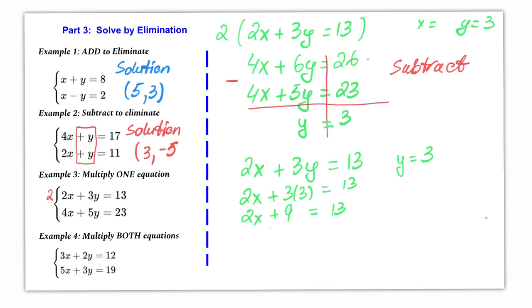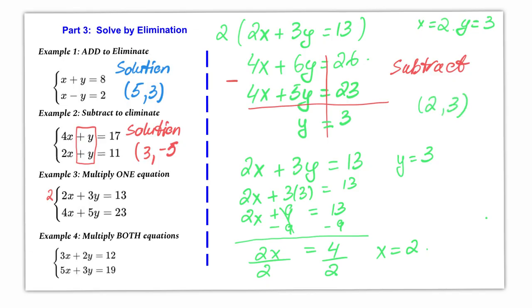Now let's go ahead and subtract 9 from both sides. And so it will be 2x equals 4. Let's divide both sides by 2. And so then x will equal 2. So we found both, x equals 2, y equals 3. So our solution is 2 comma 3. So let's go ahead and write the solution. That will be 2 comma 3.